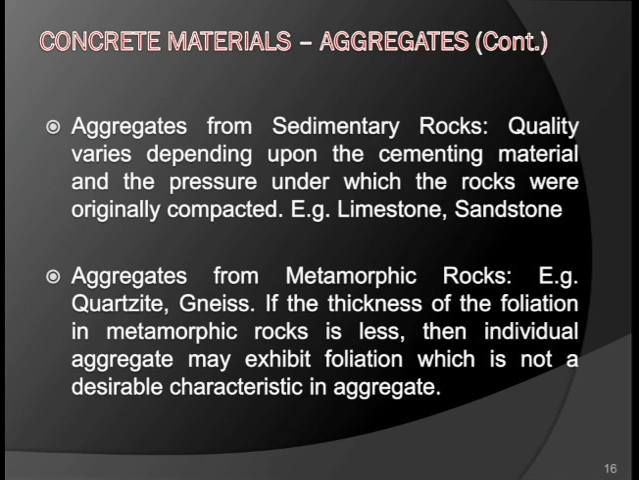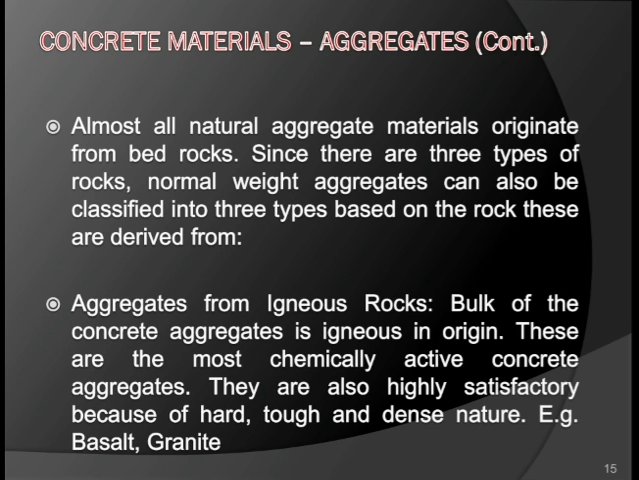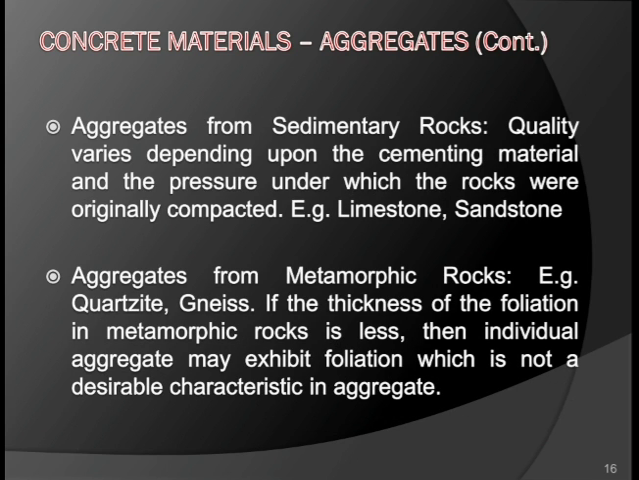The second type of rock is sedimentary rock. The aggregates from sedimentary rocks are limestone and sandstone. They have less strength compared to igneous. And third is metamorphic rock. Types are quartzite, right? They are in thin film type. They are very weak and generally they are not used in concrete making. So natural aggregate is based on igneous rock, sedimentary rock and metamorphic rock.